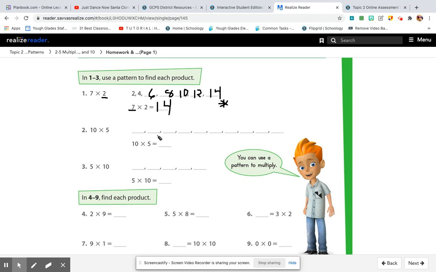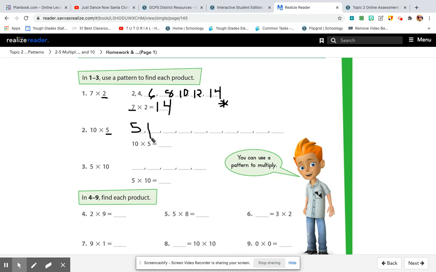10 times 5. We know when we see 5 as a factor, we can skip count to find the answer. You could also skip count by tens, and they're going to show you that in this next problem, because essentially, 10 times 5 is equal to 5 times 10. And they show you that here in these 2 examples. So let's skip count by 5s in this one.